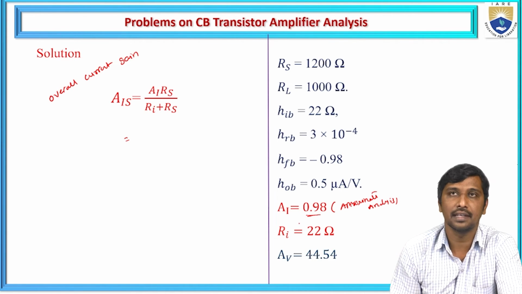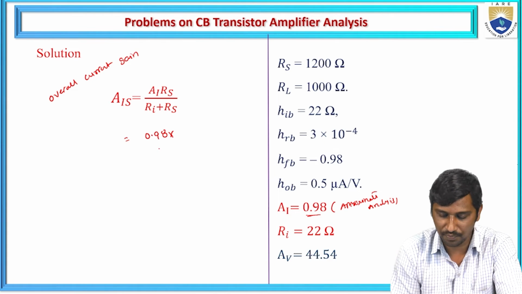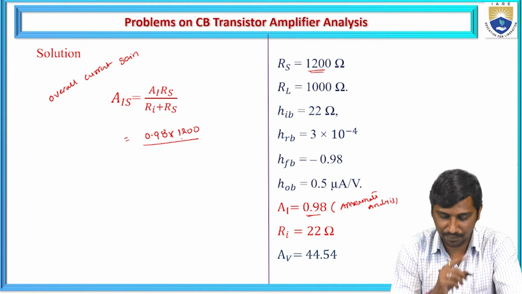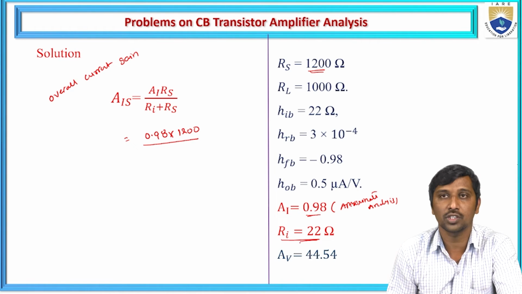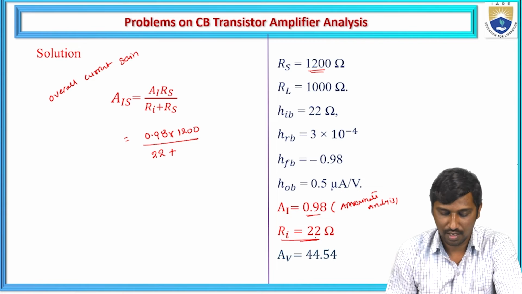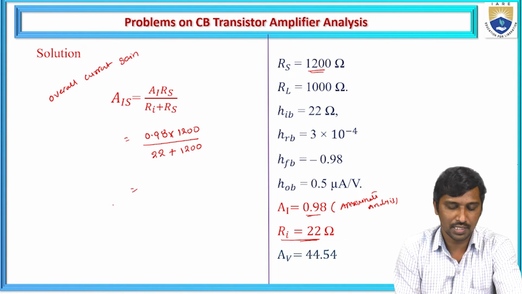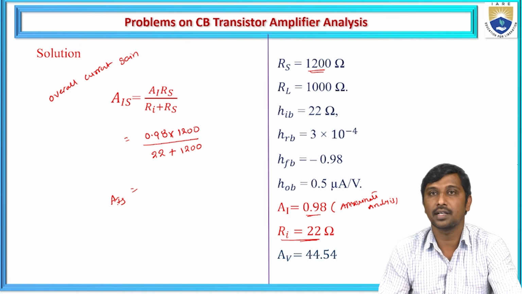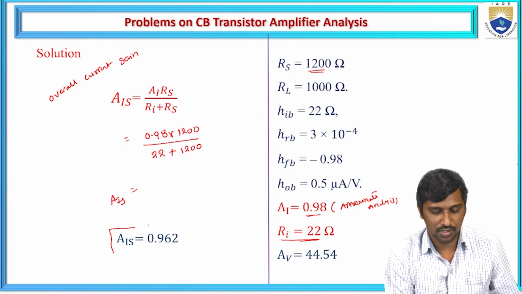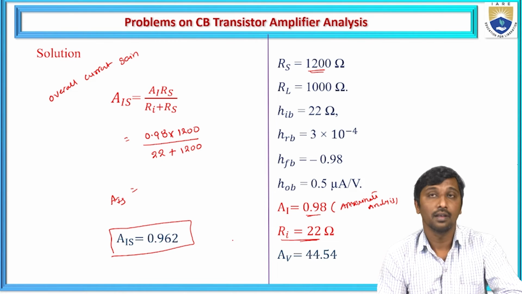We got this current gain as 0.98, hence this is 0.98 into the source resistance 1200 ohms divided by the input resistance under the approximate analysis, 22 ohms plus RS, which is 1200 ohms. Then you can solve this ratio, it gives the overall current gain along with the source resistance, that is equal to 0.962.